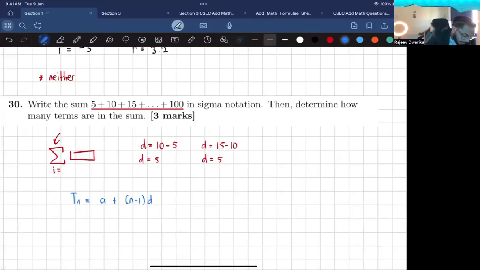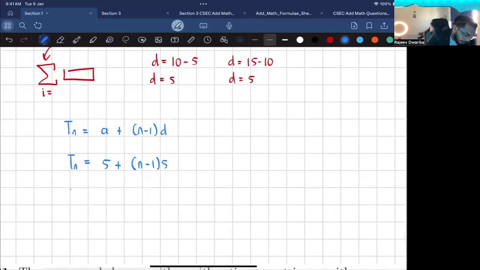So Javon, what is my first term? A is the first term, 5. I'm generating the general term, so I'm going to leave n blank. So n minus 1. And what is d? 5. So we need to expand this and simplify. That's going to be 5 plus, if I expand this, tell me fast, what am I going to get? 5n minus 5. Right.